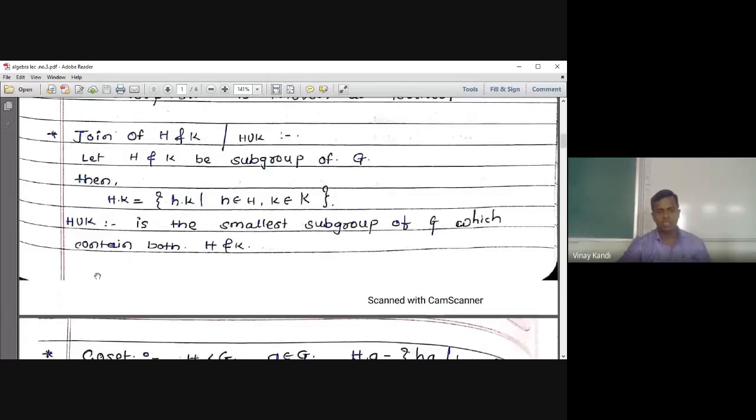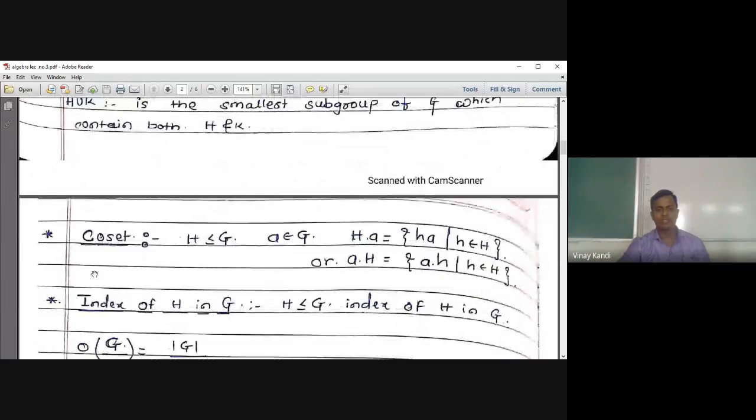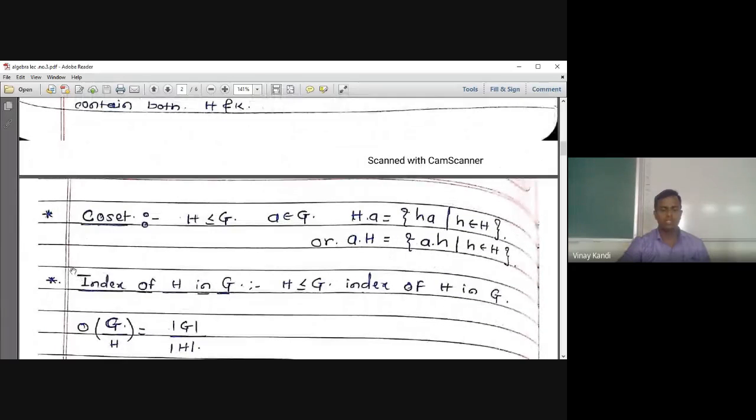The next definition is coset. What is meant by coset? Suppose H is a subgroup of G and a belongs to G, any element. Then the coset H into a. Is it a right coset or left coset?